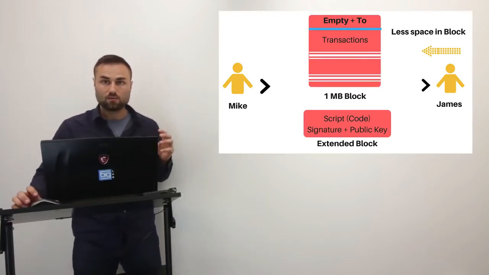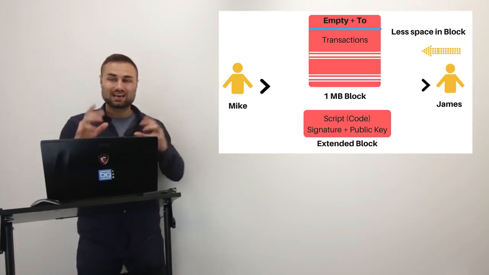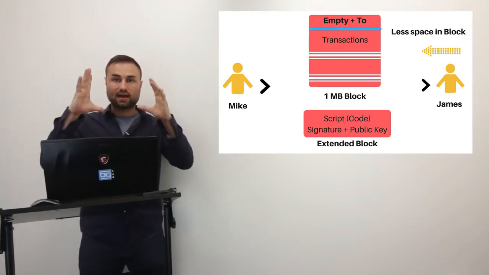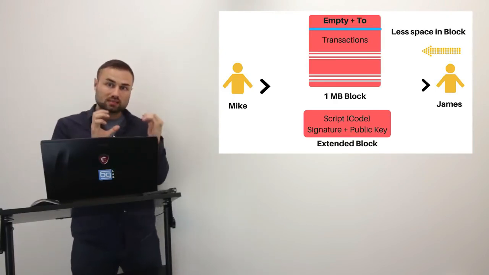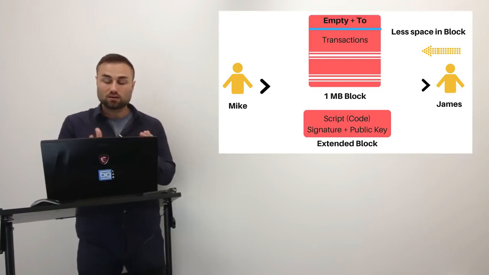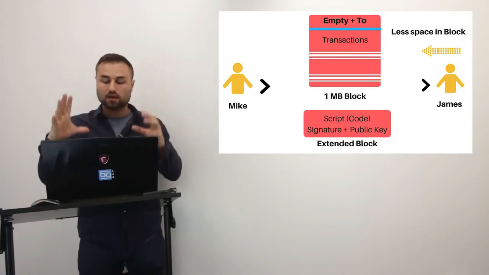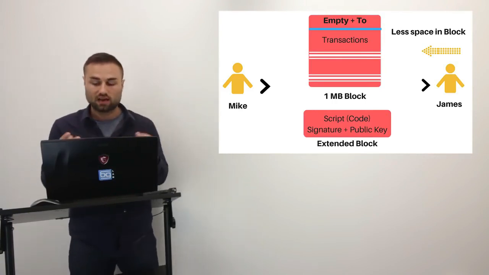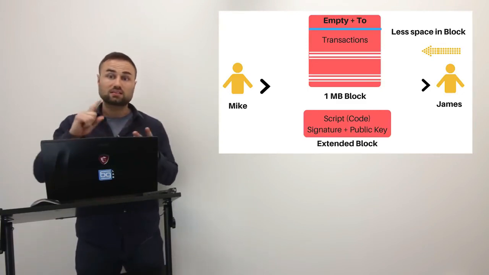It rips it out. So now when Mike wants to send a Bitcoin to James, instead of one block that has all the information, you're going to have one block plus a small extended block that holds the script. So this, like I said earlier, reduces the file size of the original block, and also creates more optionality to have transactions faster, cheaper, and to scale Bitcoin.